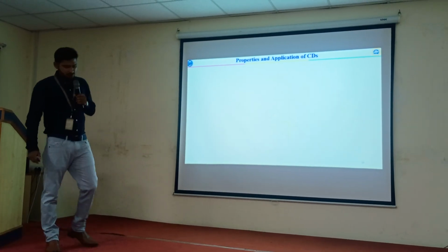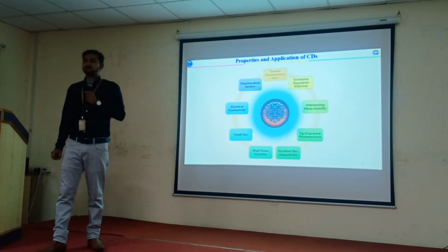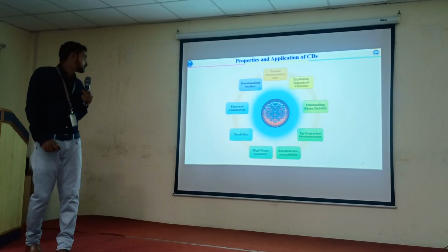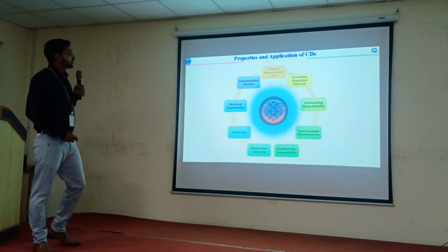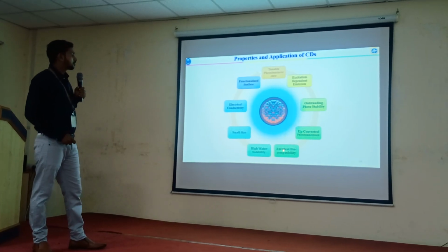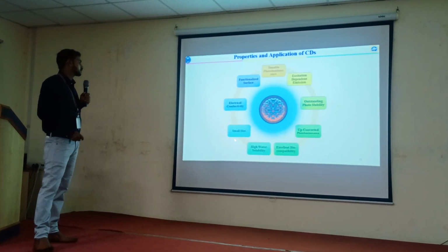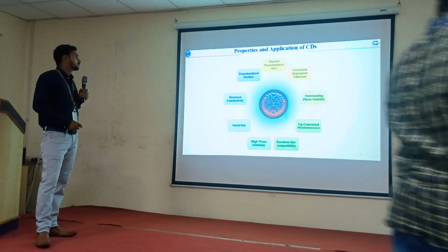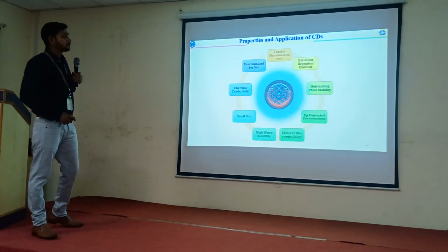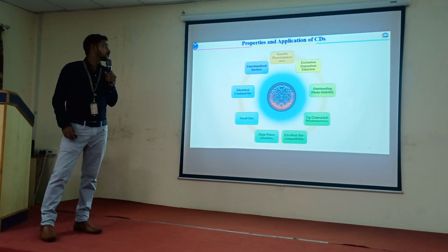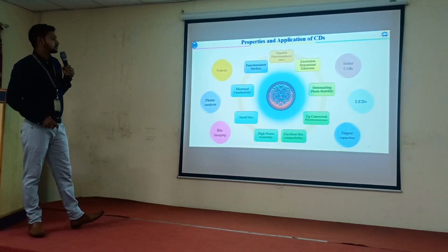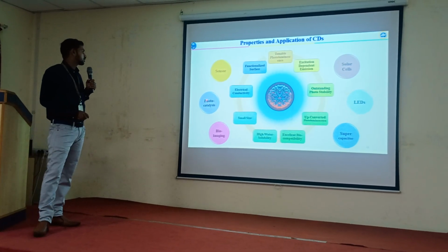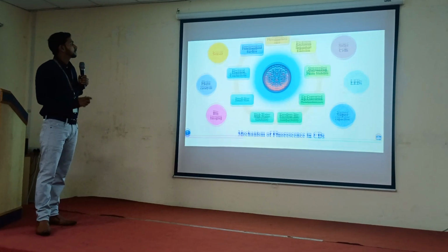And the properties and application of carbon dots. Carbon dots are well known for its multiple properties such as tunable photoluminescence, excitation dependent spectra, outstanding photostability, up-converted photoluminescence, excellent biocompatibility, high water solubility, smaller in size, and electrical conductivity, and well-functionalized surface. Because of its multiple properties, carbon dots have been employed in various research areas such as solar cells, LEDs, supercapacitors, bioimaging, photocatalysis, and sensor, and so on.